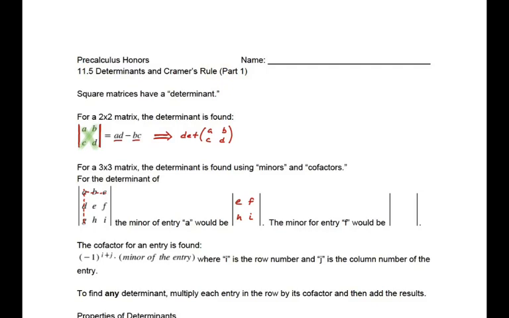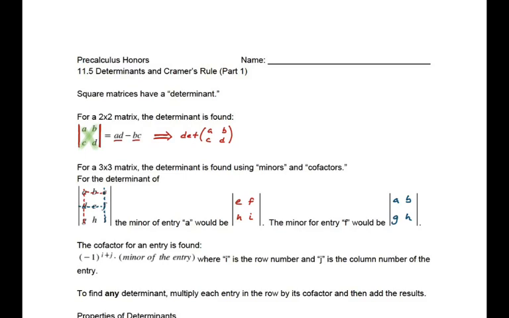And similarly, for the minor of entry F, I'm going to, in a different color, cross out all the entries in the same row as F and the same column as F, which would leave me the 4 entries A, B, G, H. And again, for any entry in the matrix, you can find its minor just by crossing out the row and column that entry is in, and then the minor would be the rest of the matrix that is not crossed out.